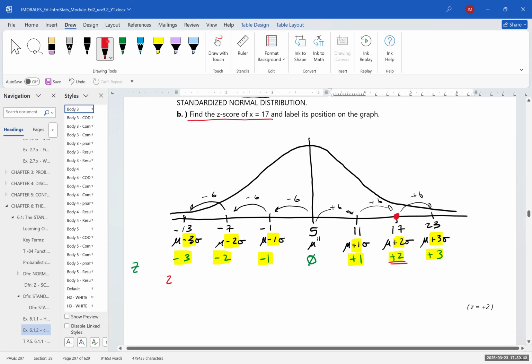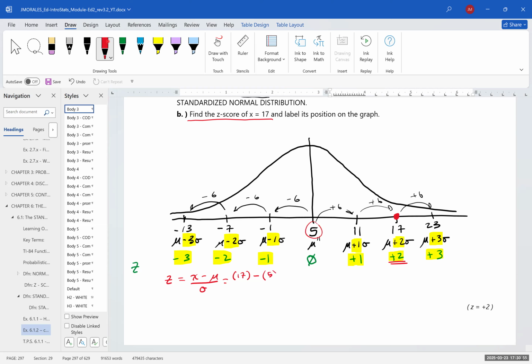So our z-score is going to be equal to x minus mu divided by sigma. Our value of x is 17 minus the mean, which is 5, divided by our standard deviation, which was 6. And so 17 minus 5 is 12, divided by 6, which is +2. So when x is 17, the z-score is equal to +2.